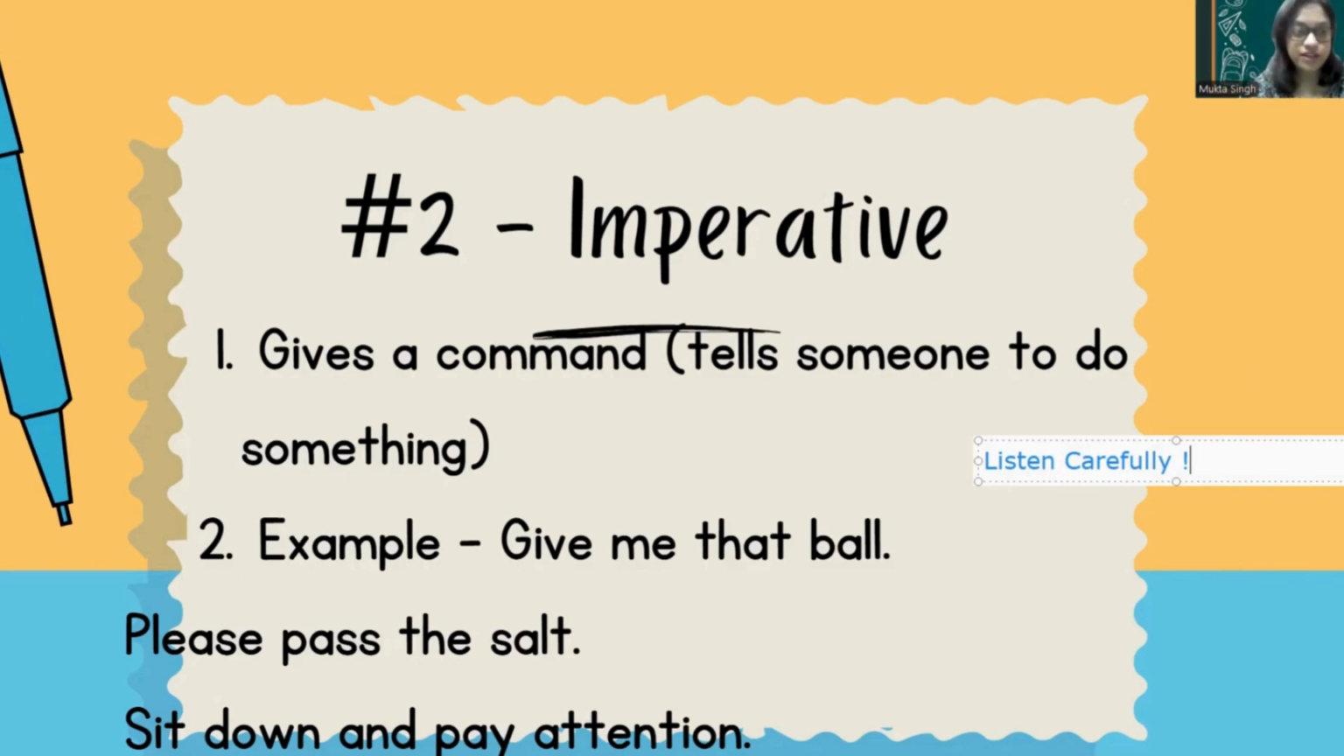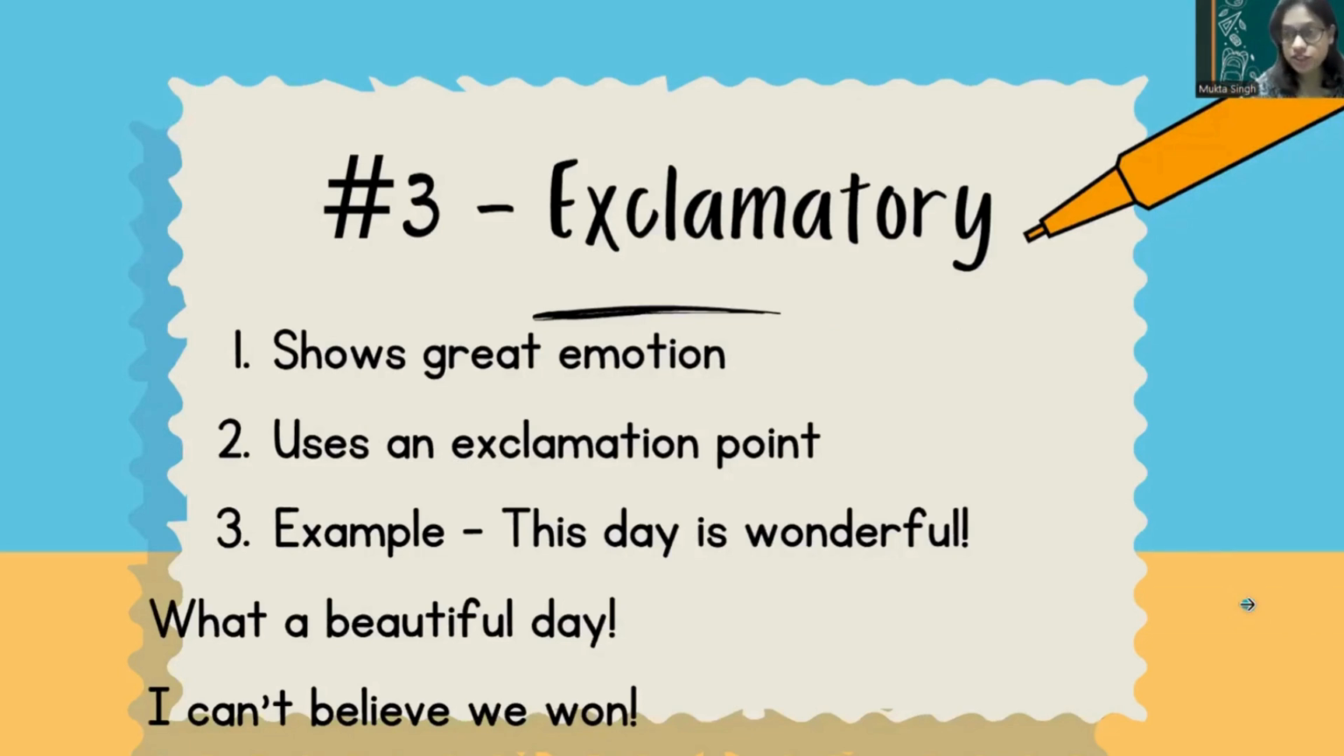All right. Let's move on to the next type of sentence, which is exclamatory sentence. And these kind of sentences are used when we want to express great emotion. The emotion can be joy, surprise, anger. And how do we write these sentences? So these sentences, they end with an exclamation mark.